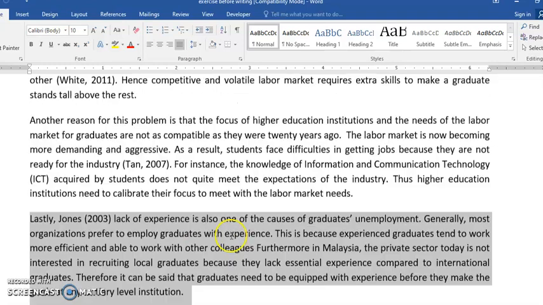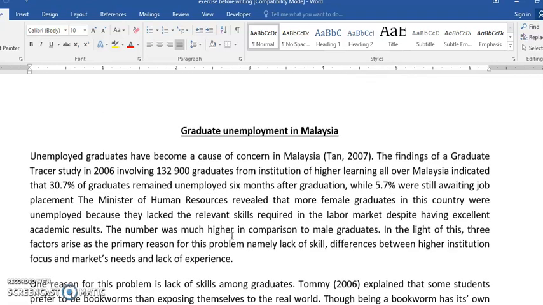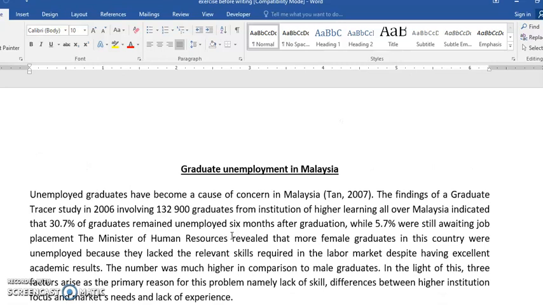So, there you have it, boys and girls. That is what we call thesis statement.